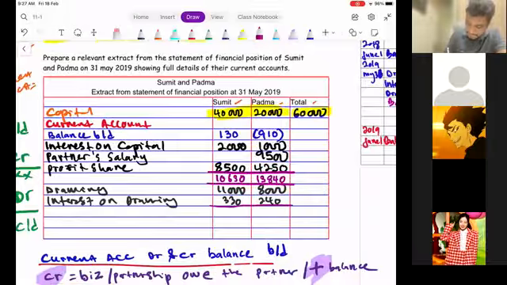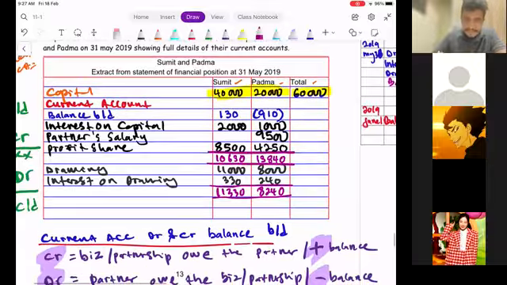Then we total up. 11,330, 8,240. And now you calculate the balance CD. How much is the balance CD? What do you do? You take the A minus the B.